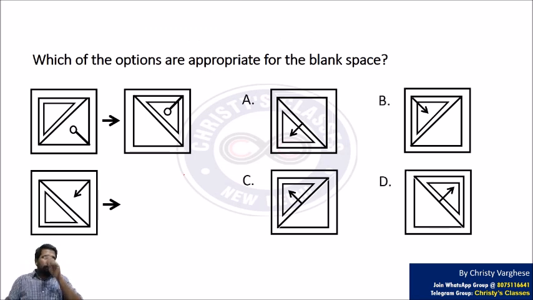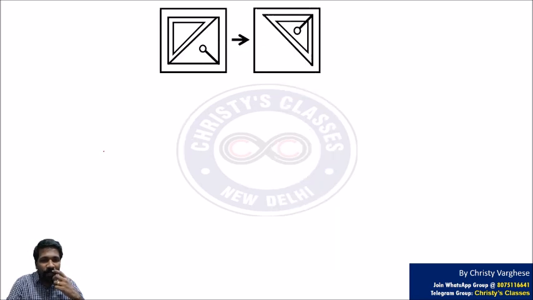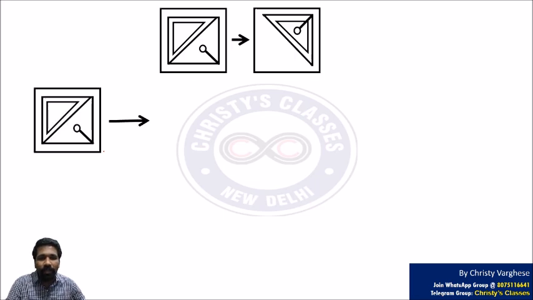Next question. This question is a little more complicated than the previous one, but still a very simple question. First and second picture is a pair, third and fourth is a pair, just like the previous few questions. How is it a pair? Listen very carefully. Here there are two operations, that's the only thing. So first and second picture we will analyze carefully. How is the first picture making the second picture?